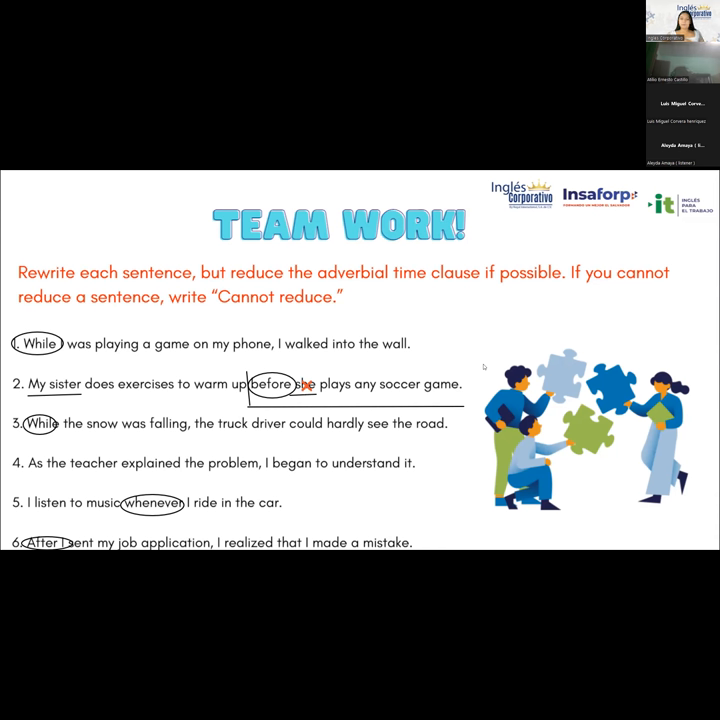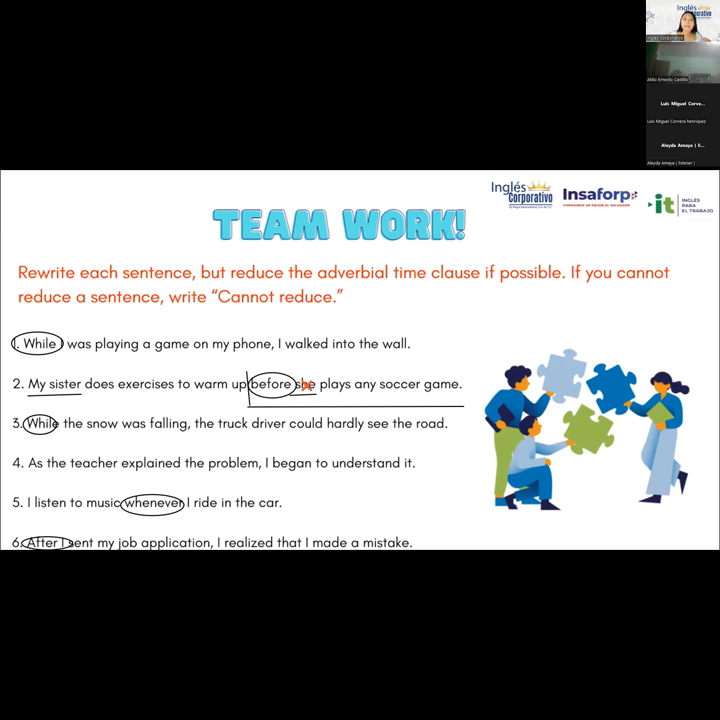Y solo. Okay, entonces no importa. Entonces en español, perdón. No importa en el segundo, en la segunda frase, si empieza con un adverbio de tiempo, lo podemos reducir. Aunque no sea while, after, since. Before play any soccer game, my sister does exercise warm.